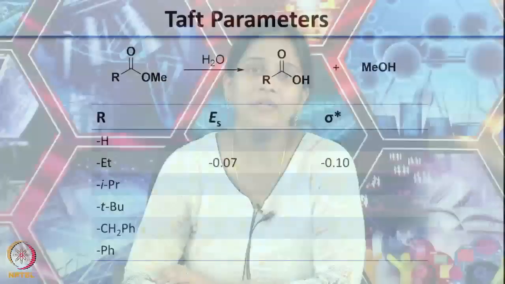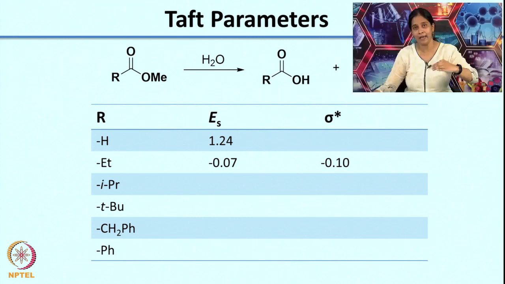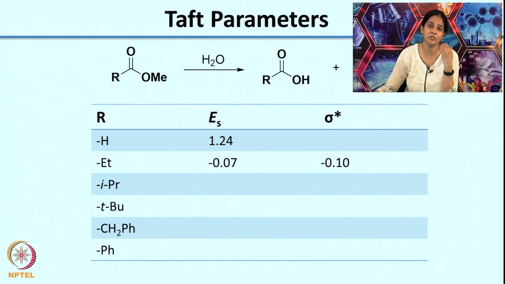So alright, let's start with hydrogen. What will the value for hydrogen be, ES? Will it be positive or negative? Now I'm sure most of you have gotten this correctly. Hydrogen is smaller than methyl. Now since hydrogen is smaller than methyl, the reaction will be faster when you have hydrogen. So Kx over Kme would be a value which is greater than 1, which is why you will get a positive value.